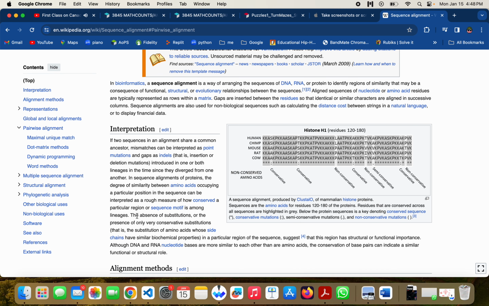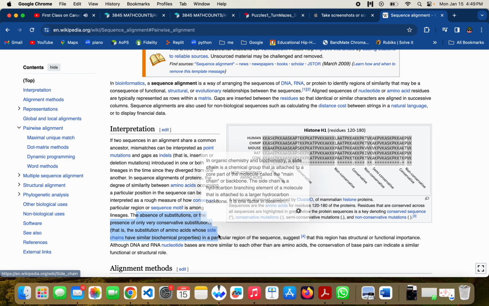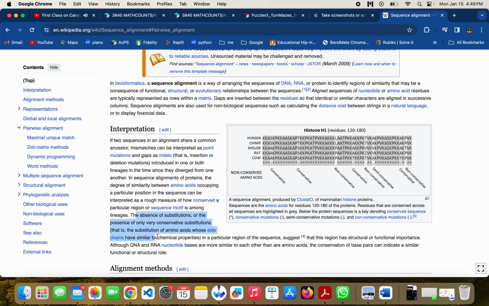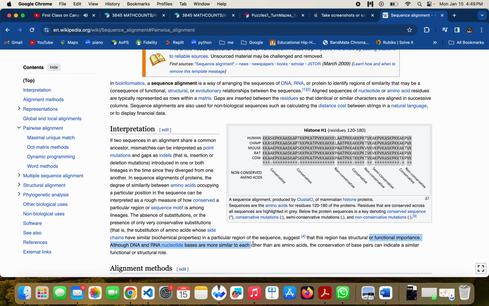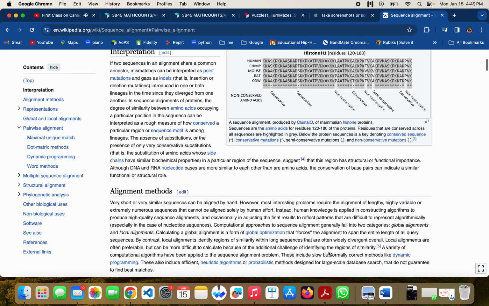The absence of substitutions, or the presence of only very conservative substitutions, that is, the substitution of amino acids whose side chains have similar biochemical properties, in a particular region of the sequence suggests that this region has structural or functional importance. Although DNA and RNA nucleotide bases are more similar to each other than amino acids, the conservation of base pairs can indicate a similar function or structural role.